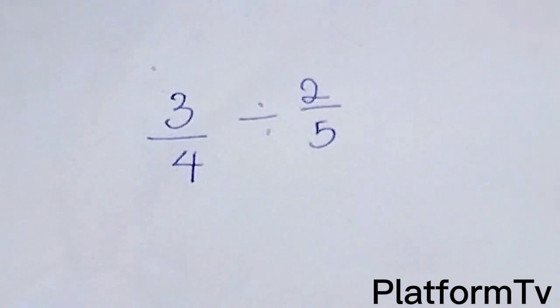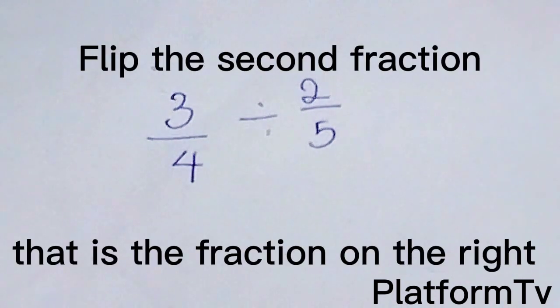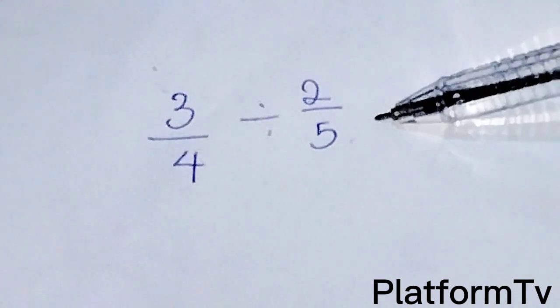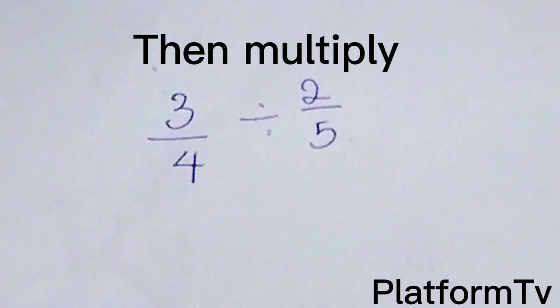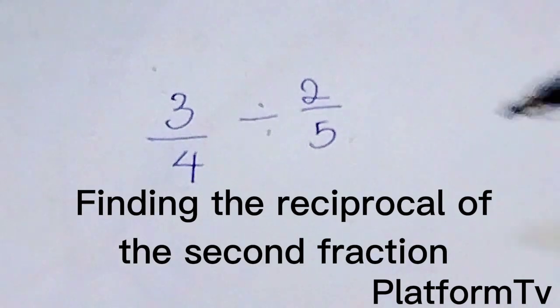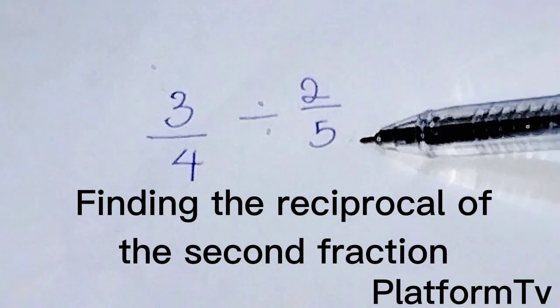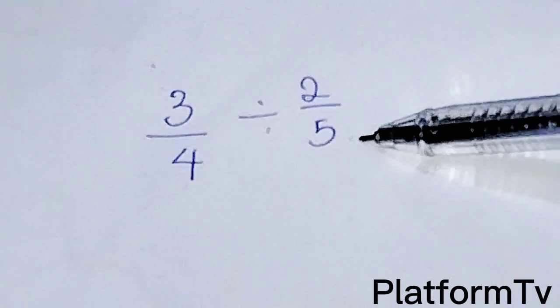Now, to divide fractions, the key component of dividing fractions is to flip the second fraction, or the fraction on the right hand side, which in this case is 2 over 5. We're flipping it and then multiplying. The process whereby you flip this fraction on the right hand side is called what? Finding its reciprocal. So let's divide these two fractions, like 3 over 4 divided by 2 over 5.